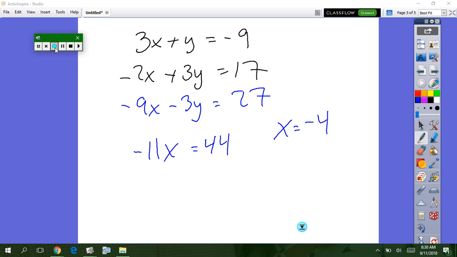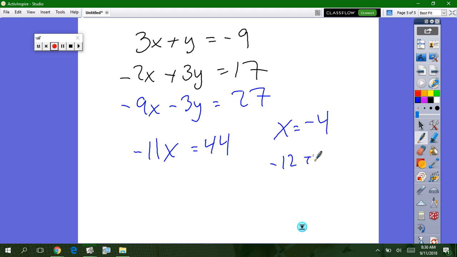So I personally am going to probably put it in the top equation because y is already solved for. That's me. But would it matter which one? Shouldn't. So I have negative 12 plus y equals negative 9. So I'm getting y equals 3. Is that what you guys got? So the coordinate is -4, 3. How could you check your work if you wanted to? By plugging it back in. Notice negative 12 plus 3 gives me negative 9. 8 plus 9 is 17, right? So I can check it back in and see if it works.